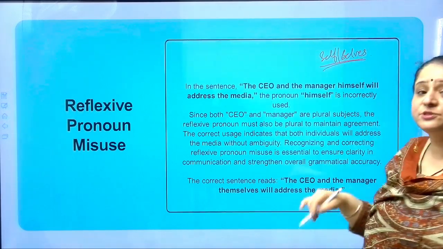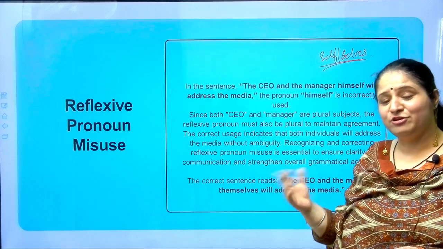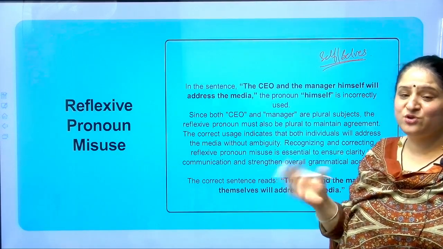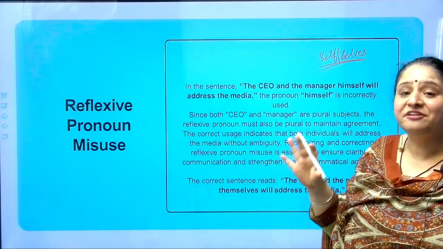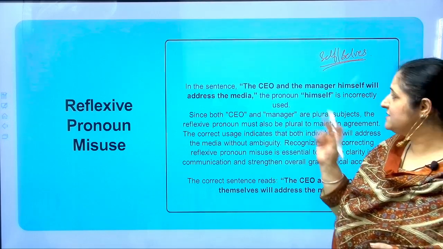With the possessive cases. So you say myself, you say yourself or yourselves, you say themselves, you say ourselves. All of them are called reflexive pronouns. And how these reflexive pronouns are misused, let's check out and let's take the example.